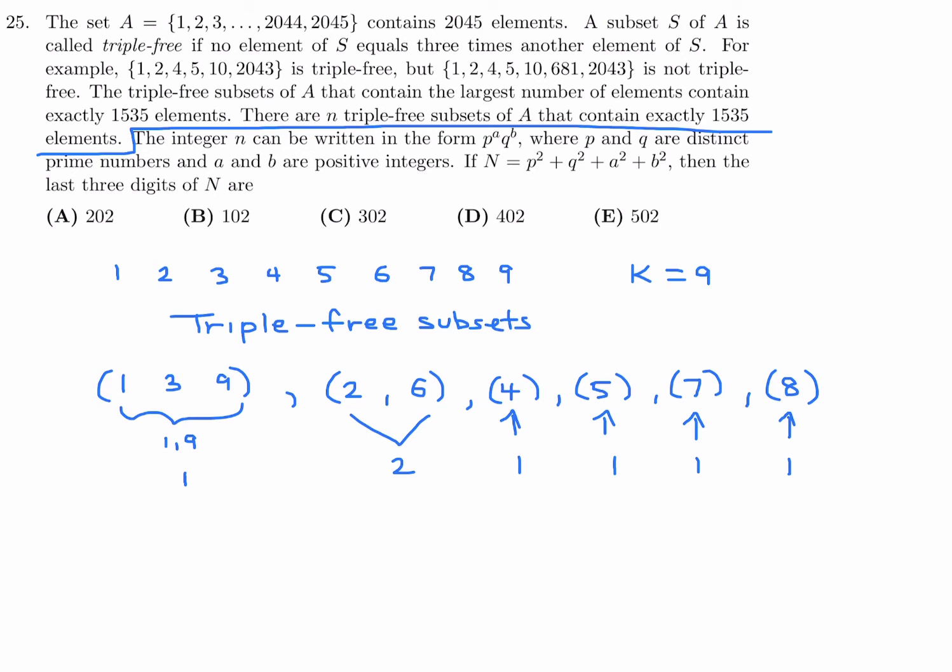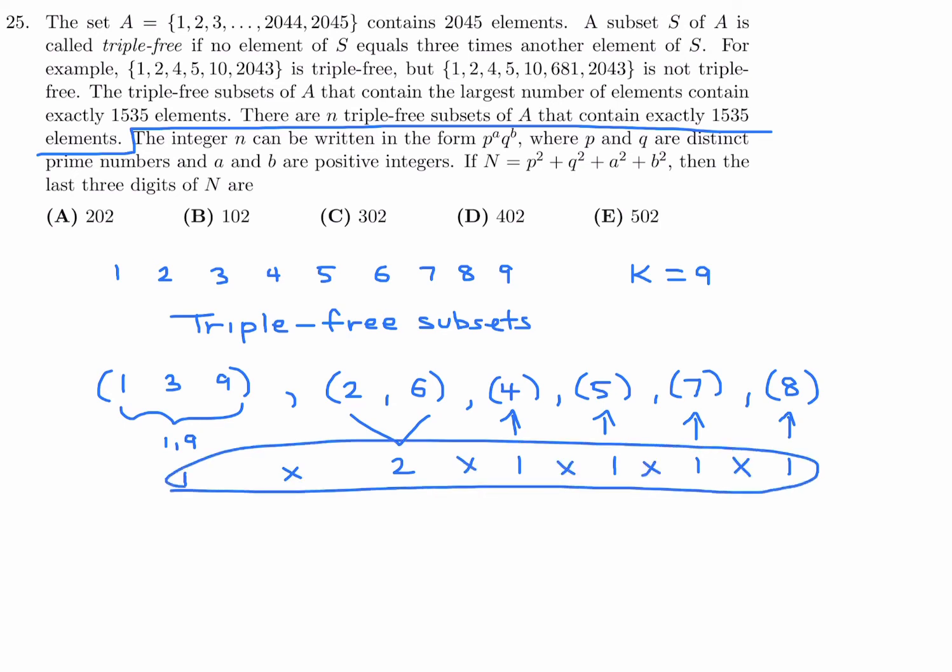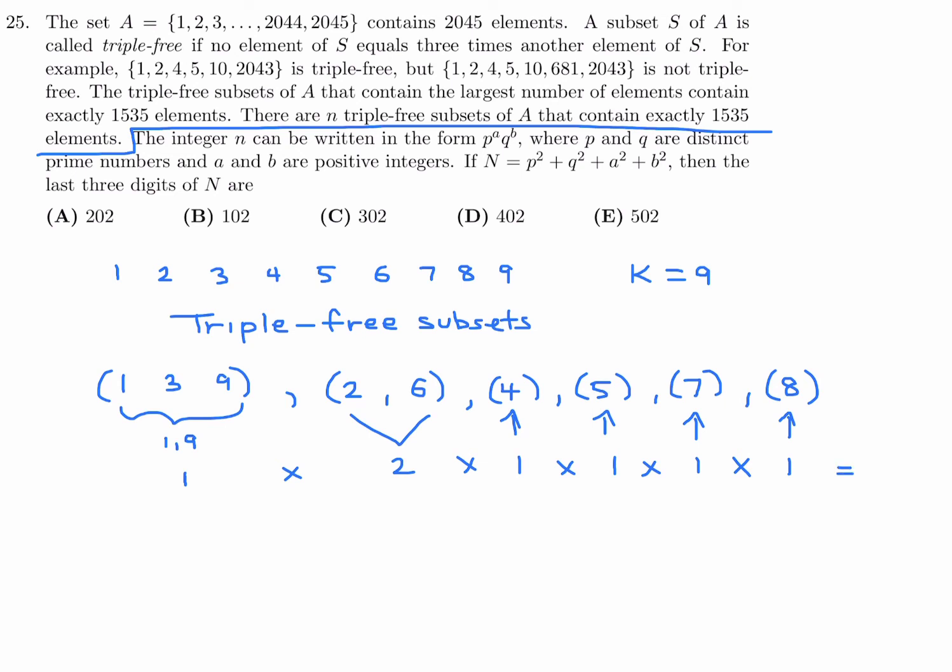And you say, well, what about just 3 by itself? No, because that would not make it the largest. I'm forced to make the largest subset. I have to choose the most numbers from each of those groups. So then what you do is you multiply these numbers right here, and that gives you the total. In this case, it's just 2.